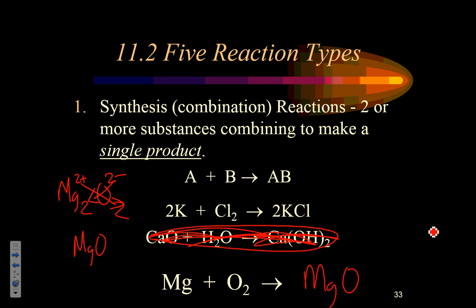So since we started with two O's, we got to end up with two O's, which means two magnesium oxides, and that means we needed to start with two magnesiums. So this would be the correct balanced equation for the synthesis reaction between magnesium and oxygen to make magnesium oxide. Two magnesiums, one oxygen molecule makes two formula units of magnesium oxide.